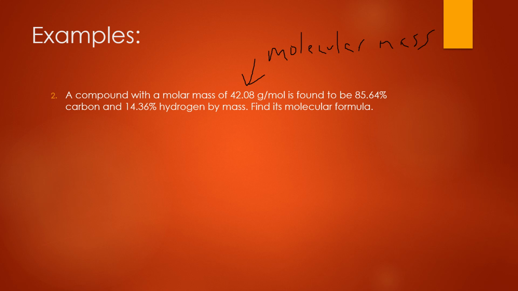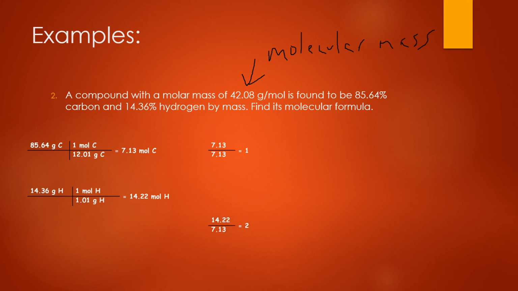All right, so let's take a look here. Like I said, the first thing you're going to have to do is solve for the empirical formula. So you take the 85.64 grams of carbon divided by its molar mass, and the 14.36 grams of hydrogen divided by its molar mass. Okay? When I do that, those are the two numbers I get for the number of moles. Now, the second step for the empirical formula is to divide by the smallest number of moles, which is carbon. When I do that, I get a ratio of 1 and 2. So the empirical formula that I got was CH2.